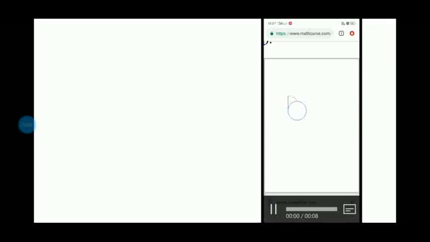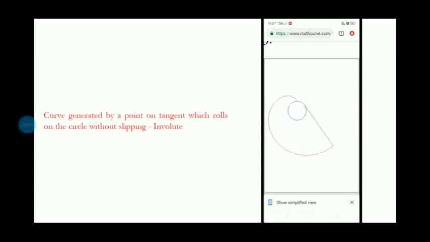Again you see once more. Okay. So curve generated by a point on tangent which rolls on the circle without slipping. So whenever we say rolling, slipping is avoided. So slipping should not be there. That's always you have to write. This is the definition of involute profile. Most of the gears are using this profile.